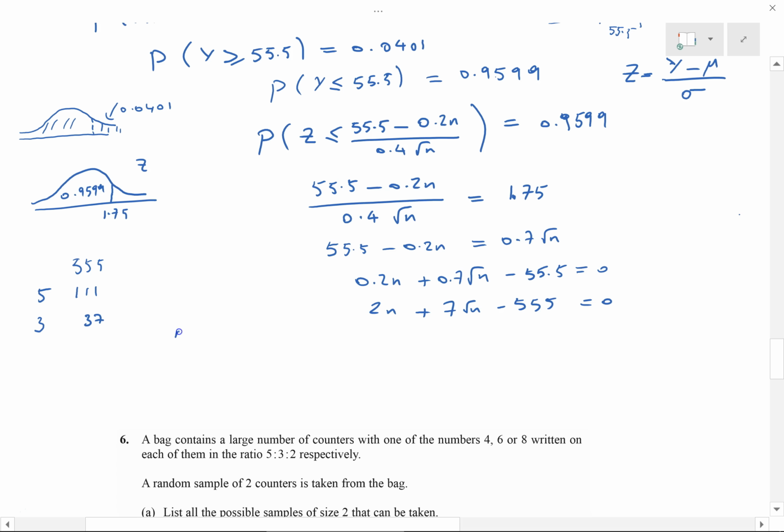If you want, I'm not going to, but if you want, you can let square root of n be equal to a or x or whatever, and then it becomes 2a squared plus 7a minus 555, and you have to solve that and then take the square root of it. But I'm going to put it straight into factors here. You can use a formula, but because I'm pretty clear that it's going to be a whole number, I do like to try and factorise if I can.